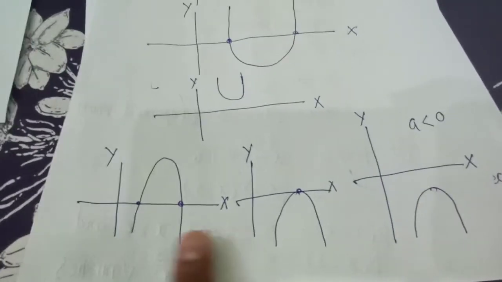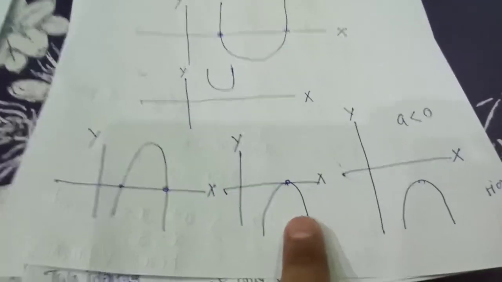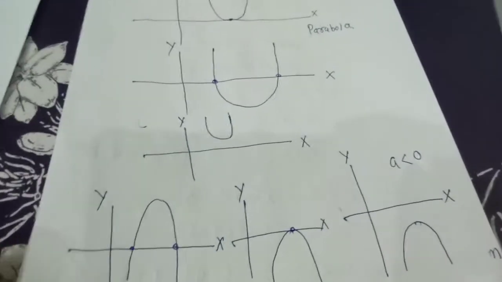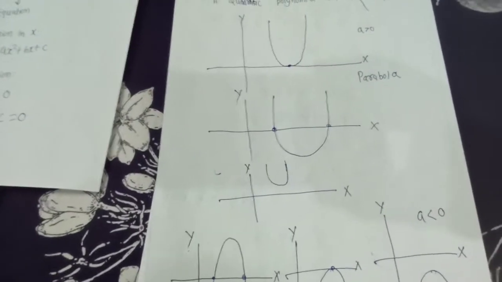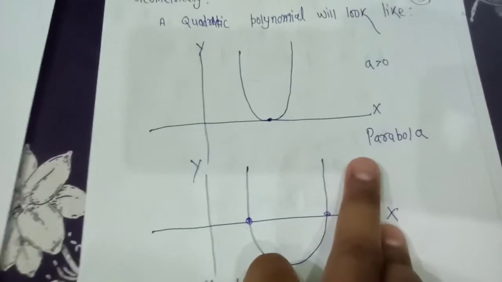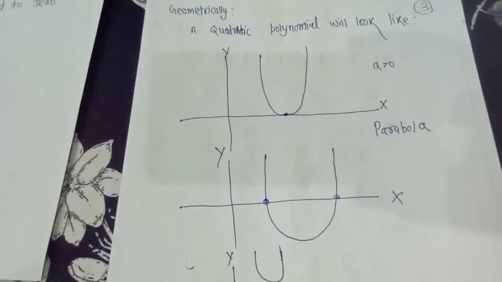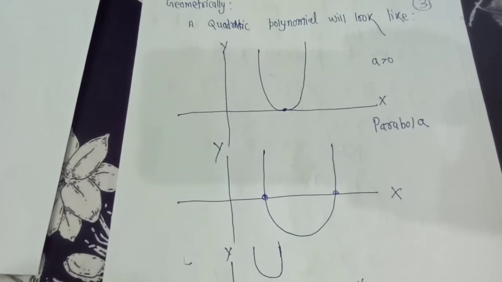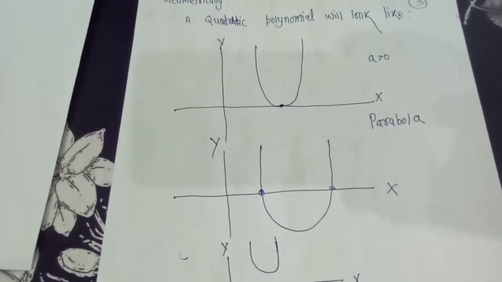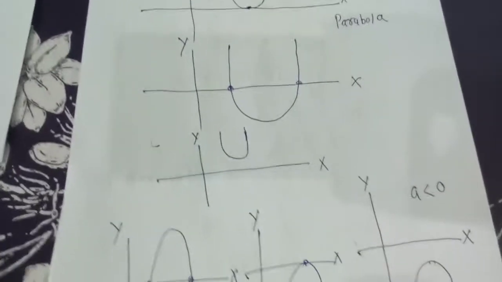So it will look like this if a is greater than 0, a is positive. But if a is negative, then it will be in the form of a downward parabola. So this is a concave parabola and this is a convex parabola. So geometrically, a quadratic equation represents a parabola. In general, a quadratic polynomial equation in one variable represents a parabola.